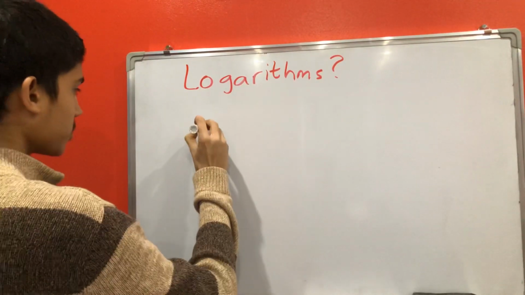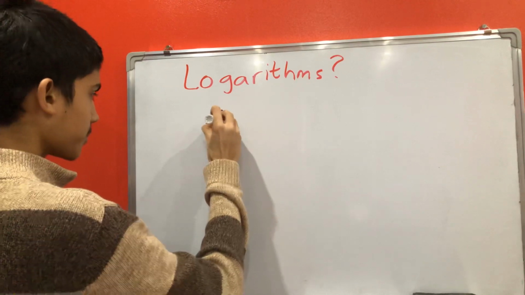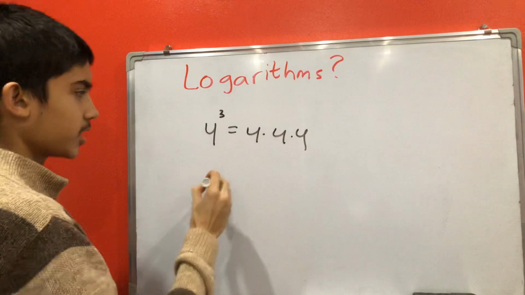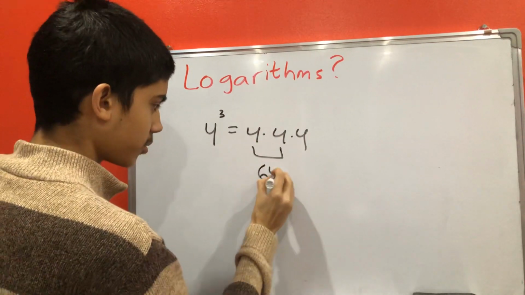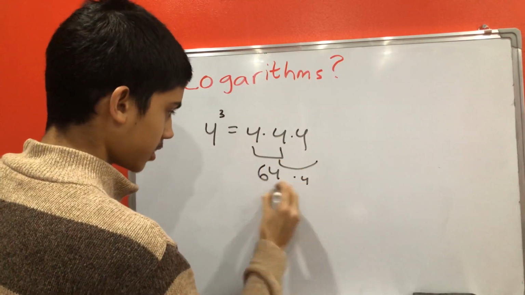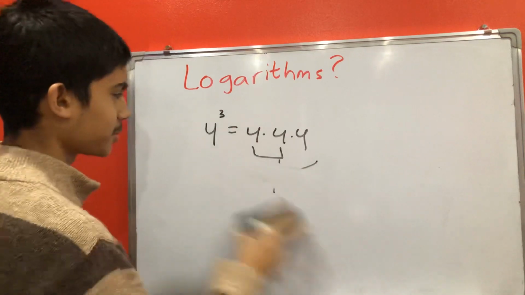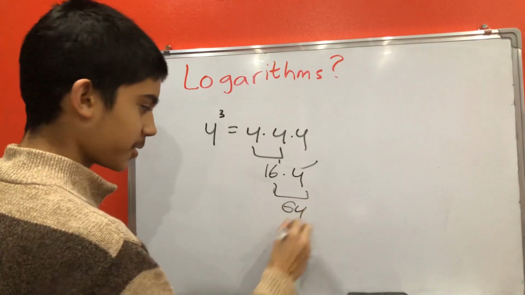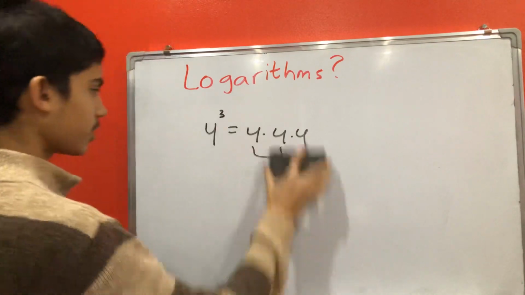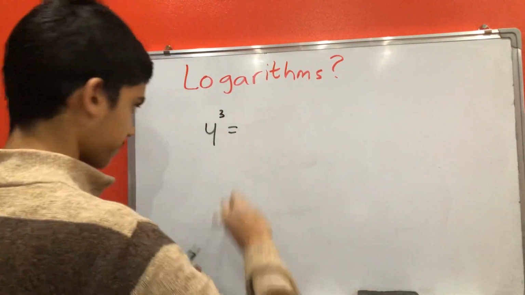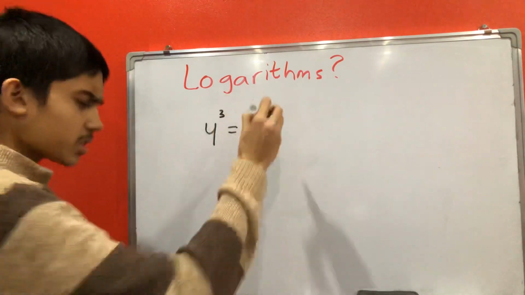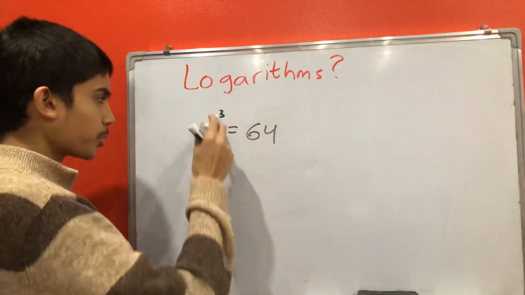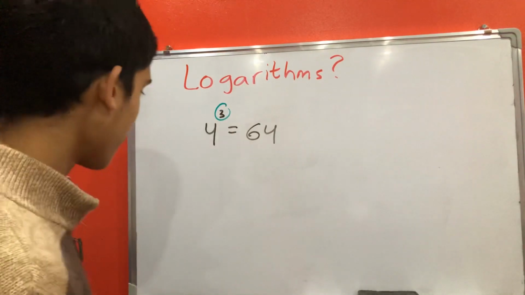So we know we have exponents like 4 cubed equals 4 times 4 times 4, right? 4 times 4 is 16, and 16 times 4 is 64, right? So we know that 4 cubed is 64. What is a logarithm? Basically, what a logarithm is asking is: 4 to what power gives you 64?